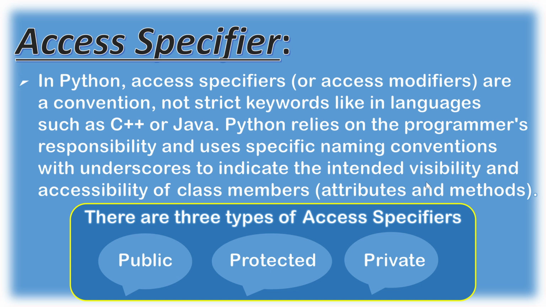There are three types of access specifiers. First one is public, second one is protected, third one is private. Let's understand all the three access specifiers individually.